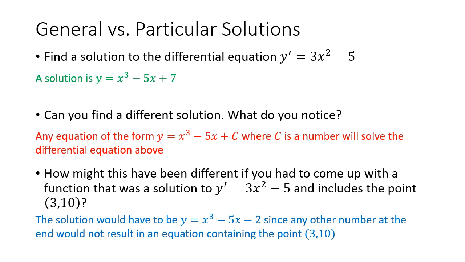You are welcome to check and you are encouraged to check. However, any other value of c will not go through the point 3, 10. You're also encouraged to check what the set of solutions x to the third minus 5x plus a number looks like, and that can be done using Desmos. As it turns out, the number at the end adjusts the height of the solution, and if we want a solution that specifically goes through 3, 10, we are forced to have c equals -2.